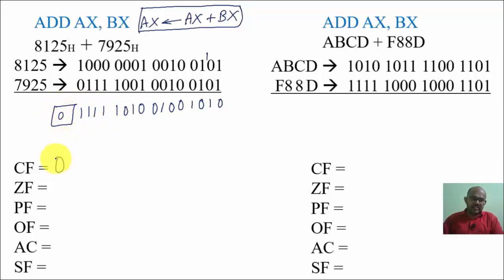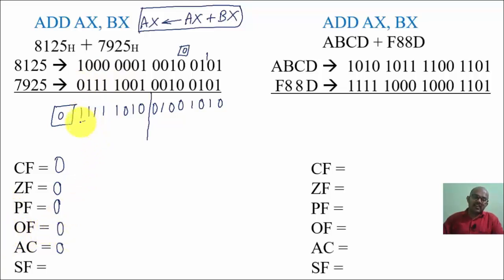So the carry flag is 0. Is there any carry from the lower nibble to the upper nibble? There is no carry, right? So the auxiliary carry flag is set to 0. Now is the result you are getting 0? No, right? So the zero flag is 0. Now if I am talking about the parity flag, I need to consider the lower 8 bits. So how many 1s are there? There is an odd number of 1s. An odd number of 1s means the parity flag will be 0. Now is there any overflow? Whenever you are adding a positive number and a negative number, there is no overflow. So the overflow flag is 0.